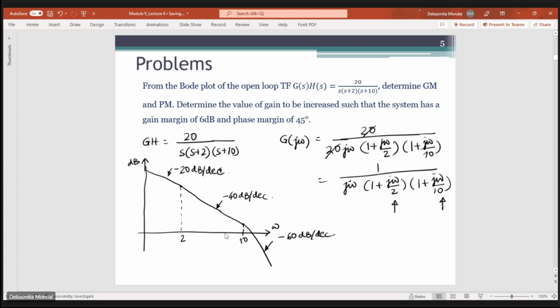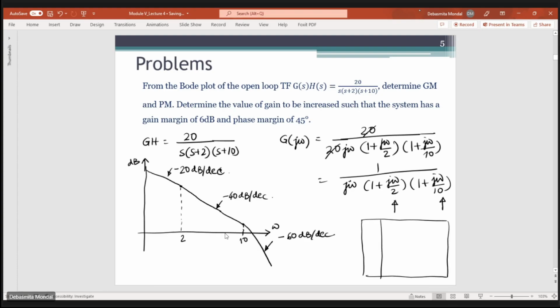But this is an approximate plot. Since you need to determine the gain margin and phase margin, you have to find out the actual plot. So this is a rough plot, you can say. From here what you need to do is form a table.